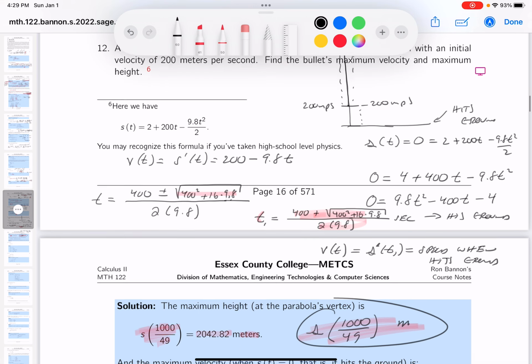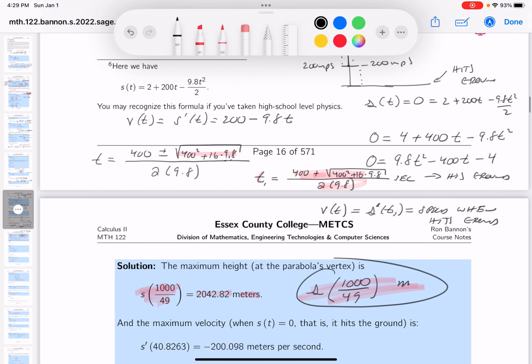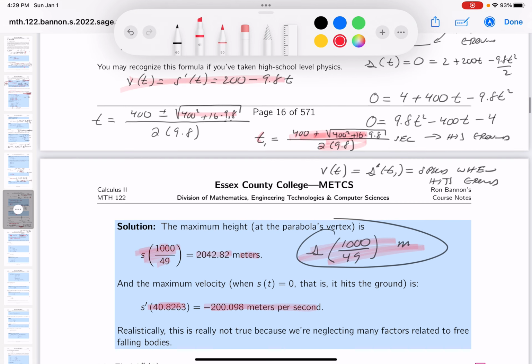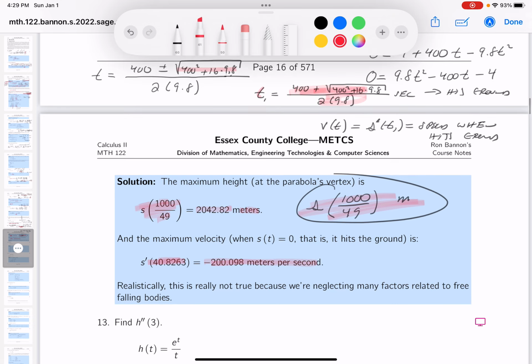So you'd have to do that computation. And if you do the computation, plugging in T1 up here, you should get minus 200.098. Again, on exams, just leave it. Do your computations, but anything that requires a calculator, just leave it. Don't worry about the calculations, all right? That's it. Thank you.